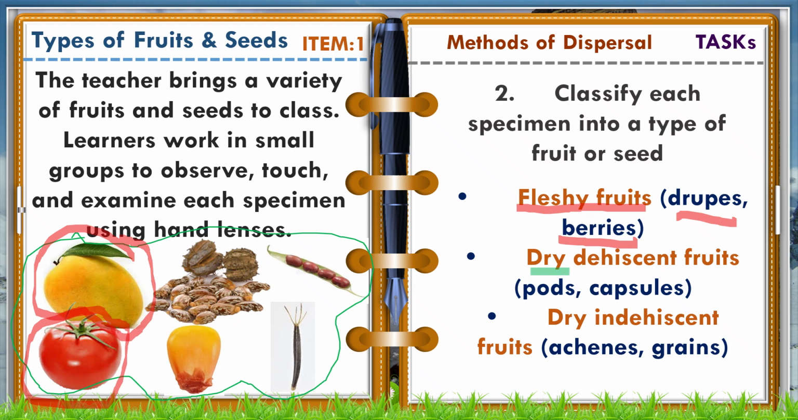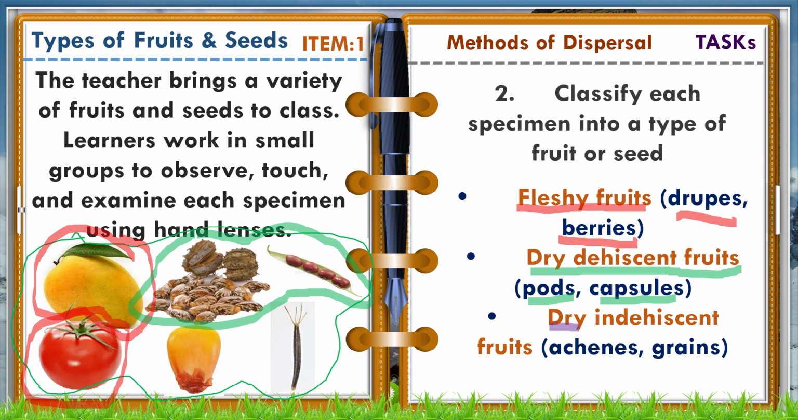Then we have the dry dehiscent fruits. We have the pods and the capsule. Dry dehiscent fruits are fruits which split open when they are dry. And here we have the capsule and the legumes. These are dry dehiscent fruits. They have lines of weakness, and when they are dry, they split open and release the seeds.